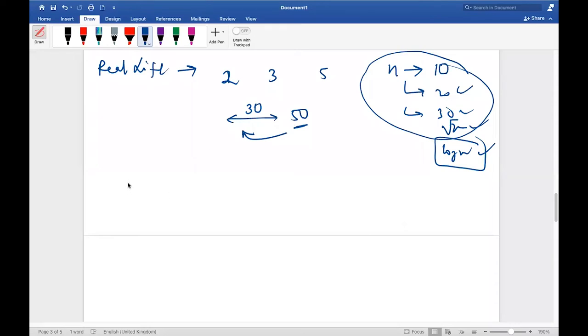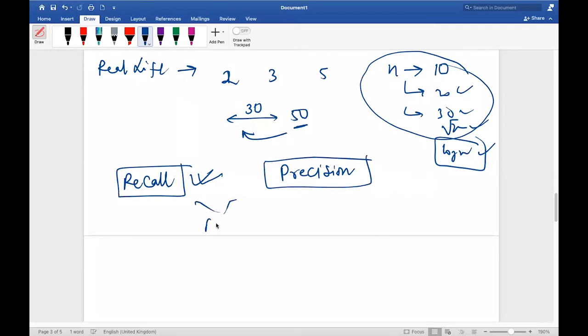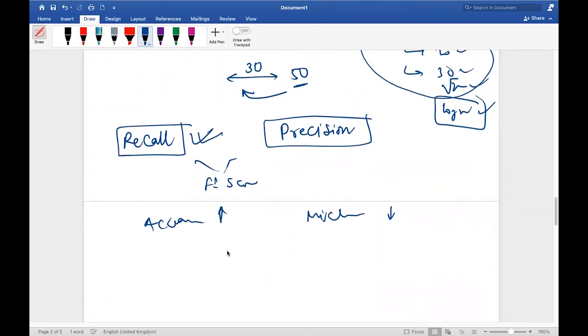And what will it depend upon? Let's say in any problem, you will decide that the type of result I want is getting fulfilled by recall. Some people will be fine when they see the precision. If there is a mix, then F1 score. Some people are happy only with the accuracy. Some people are saying accuracy or misclassification should be less, so indirectly, they mean accuracy should be more. Some people are looking at ROC, the area under the curve of the ROC curve.